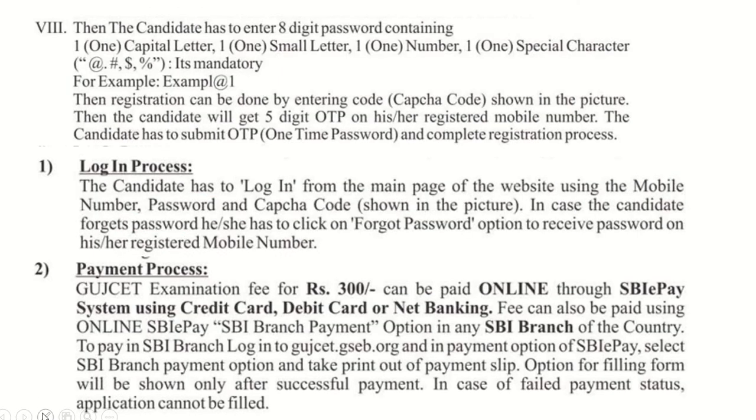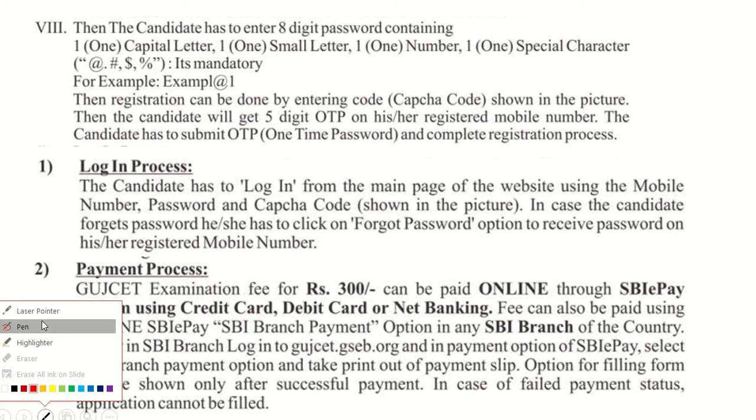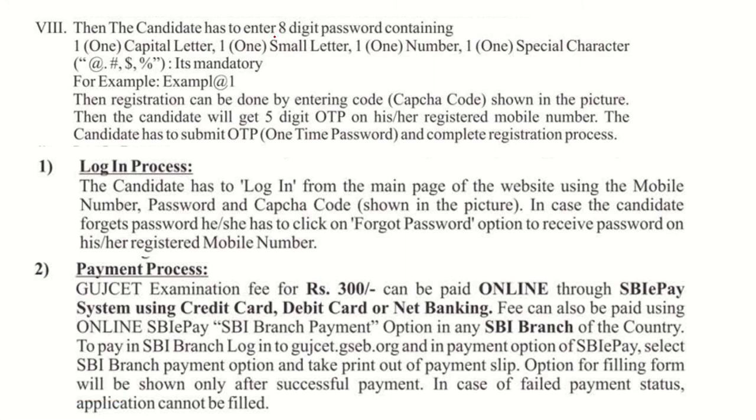The other detail is related to the password. When you create a password, the password should be 8 digits, and it should contain one capital letter, one small letter, one number, and one special character. An example is given here. You can mention your name here and then use a special character, and you can mention your date of birth or year of birth after the special character. So in this way you will have to create the password.